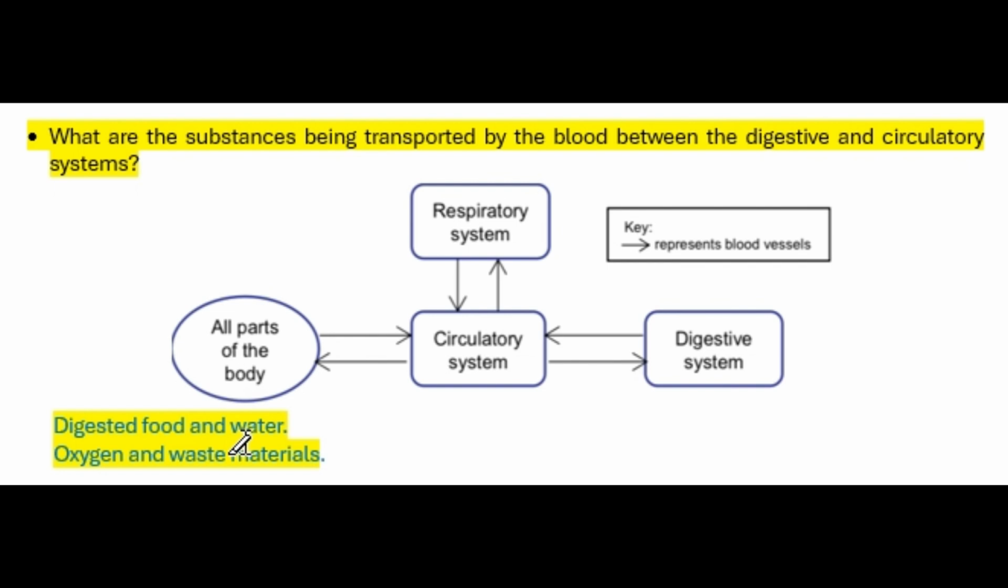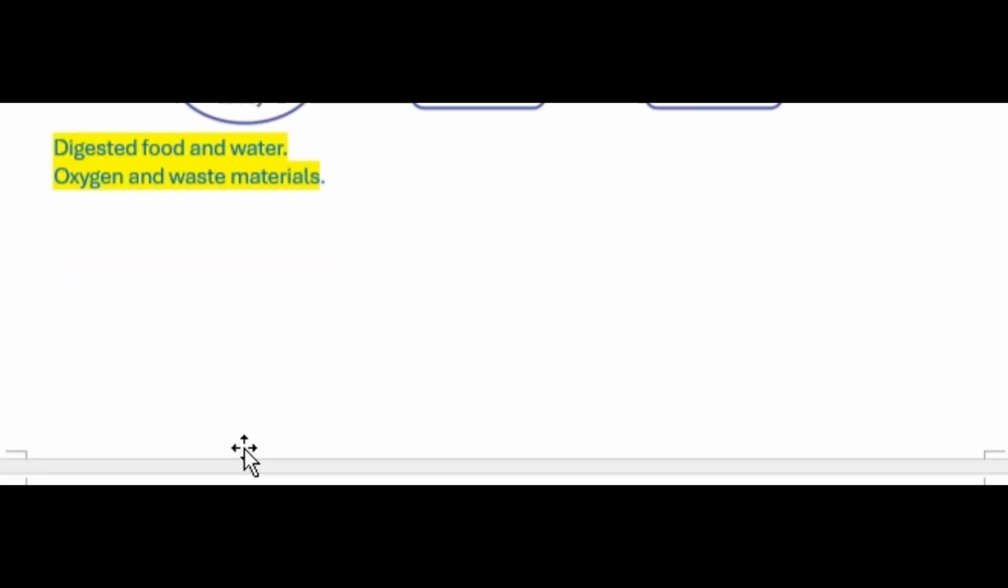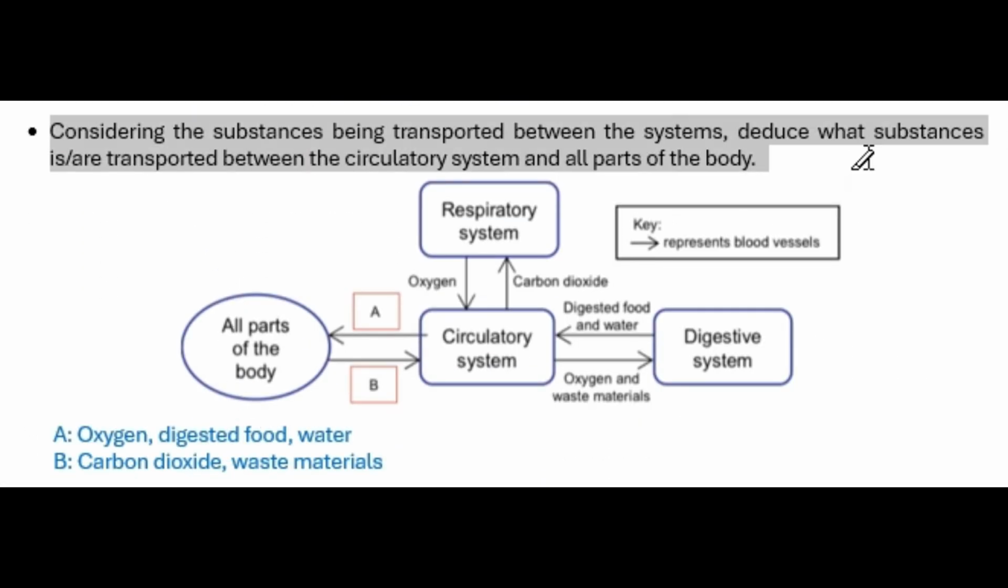Considering the substances being transported between the systems, deduce what substances are transported between the circulatory system and all parts of the body. A. Oxygen, digested food, water. B. Carbon dioxide, waste materials.